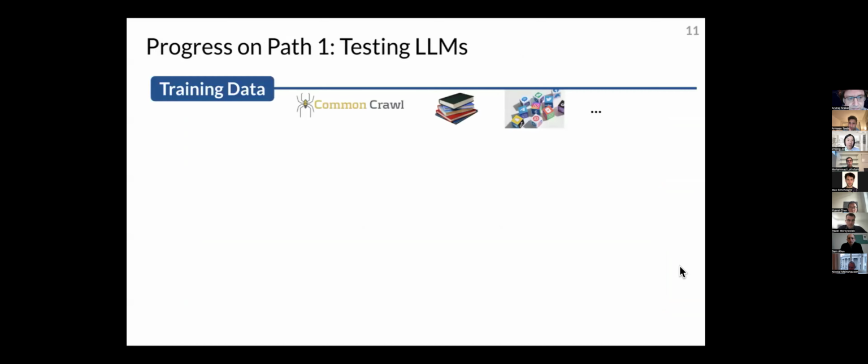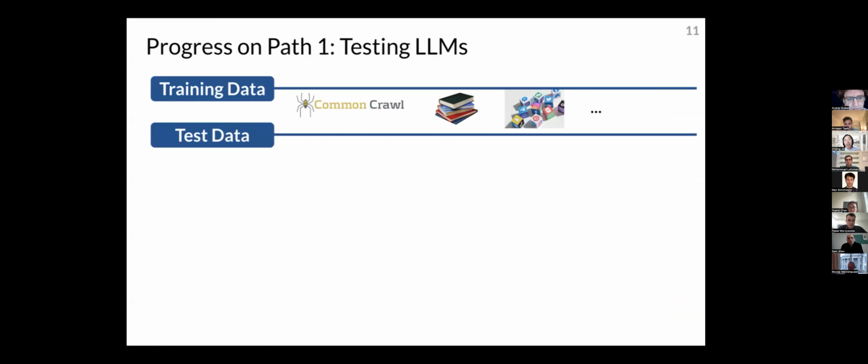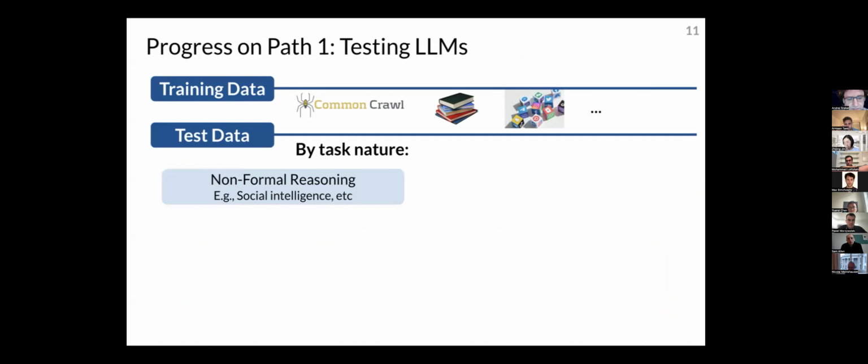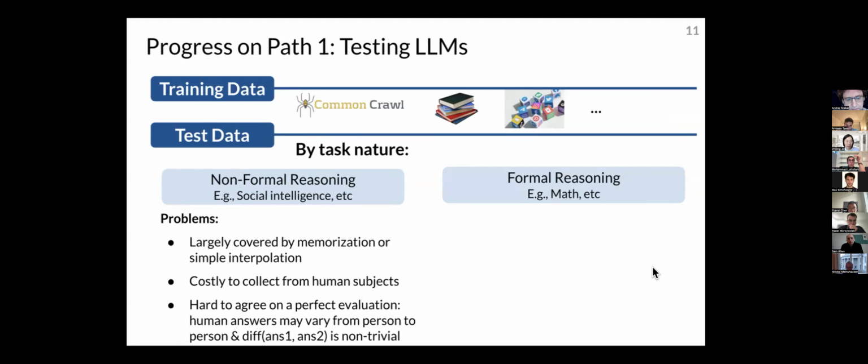So in terms of testing LMs as a paradigm in NLP, as we mentioned, we have a lot of training data from different text sources, and then in the test setting, we bring in unseen data. When we try to compose unseen data to test LMs, there are two types of tasks. One is non-formal reasoning tasks, such as social intelligence, like visiting a girlfriend's family, and the other is formal reasoning tasks, such as math. I'll introduce the pros and cons, and also why most of my work focuses on evaluating formal reasoning.